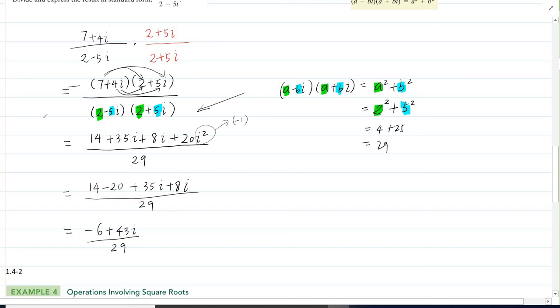Then you always have to check, because they want you to write it in standard form. So we have to write it as the real number plus the bi form. We simplify this a little bit further. We're going to separate it: negative 6 over 29 plus 43 over 29 i. So that is your final answer, because that is the form of a plus bi.